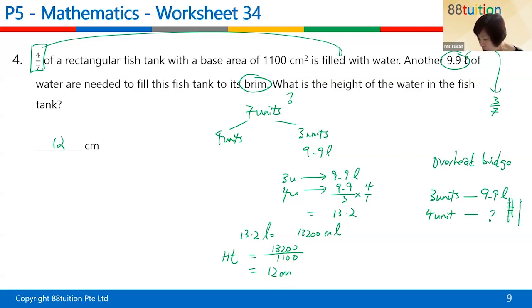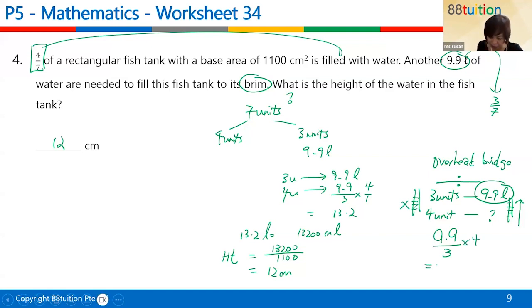Now, you have to climb up the escalator. Okay, take the escalator up. I give you 9.9. Then overhead bridge, divide by 3 units. When you get down your escalator, you must times 4. So 9.9 divided by 3 times 4. You get 13.2 for this one. So this is something new for those who want to find out what this is about.